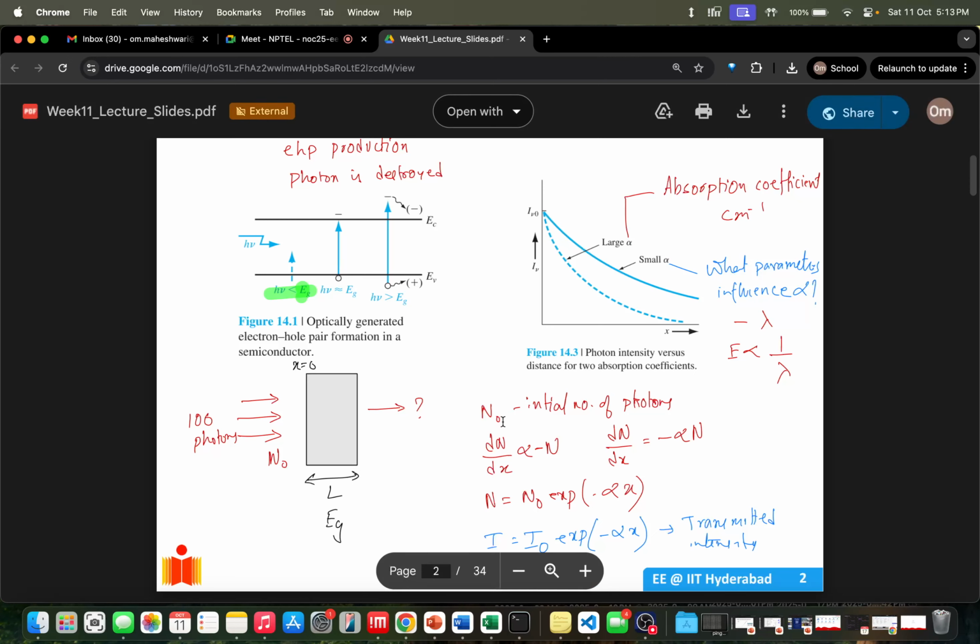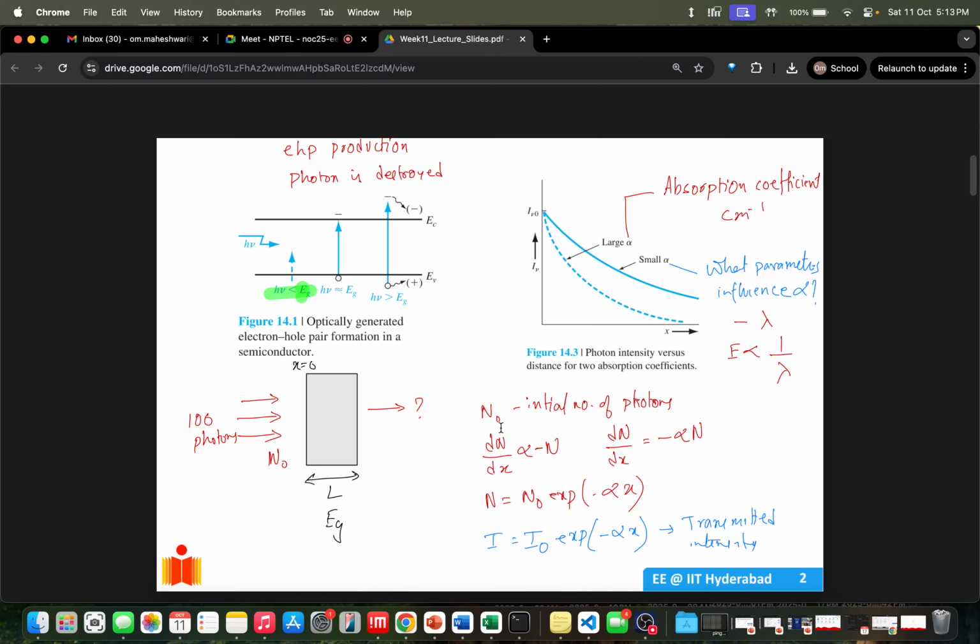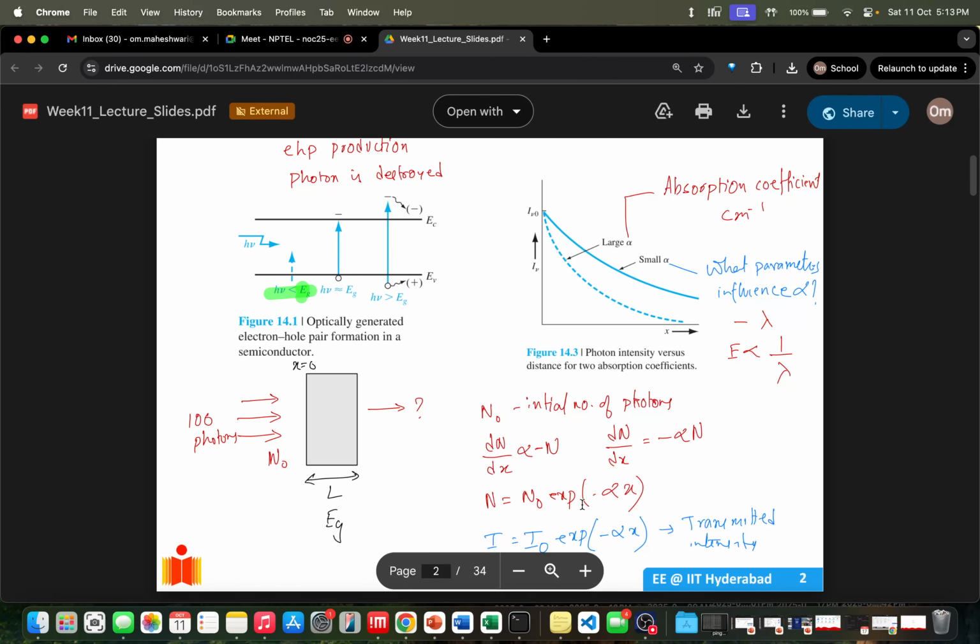So what is intensity? If N0 is the initial number of photons, dN by dx is the gradient of the change in number of photons. If dN by dx equals minus alpha times N, then N equals N0 e to the power minus alpha x, and I equals I0 e to the power minus alpha x. This is the transmitted intensity. If the distance is in the x direction and your incident is 100 photons, how many are transmitted through the medium?